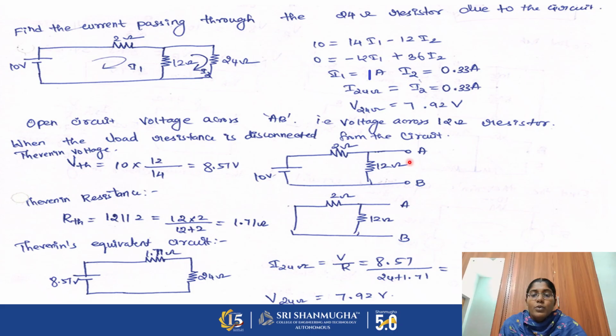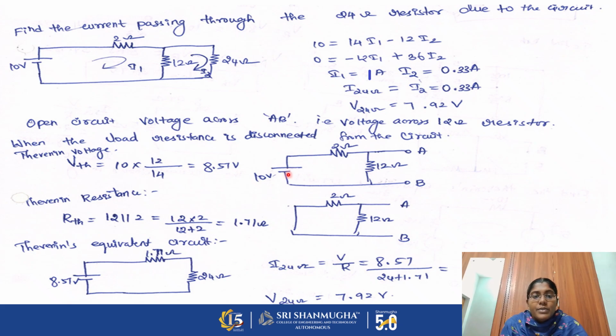We need to find out voltage across the terminals A and B. So this is same as voltage across this 12 ohm resistor, right? So when the load resistor is disconnected, I will get a circuit like this. So if you need to find out voltage across this 12 ohm resistor, by applying the voltage division rule, you can find out voltage across this 12 ohm resistor.